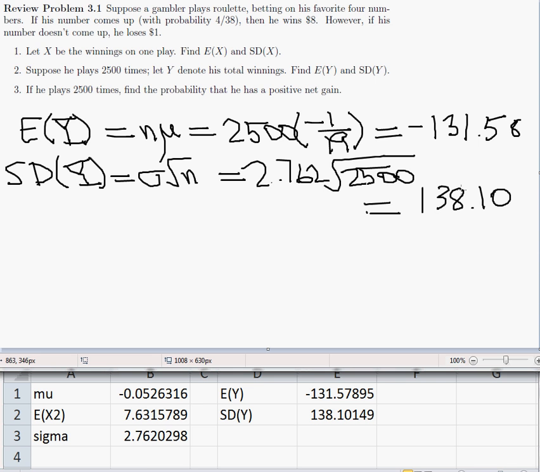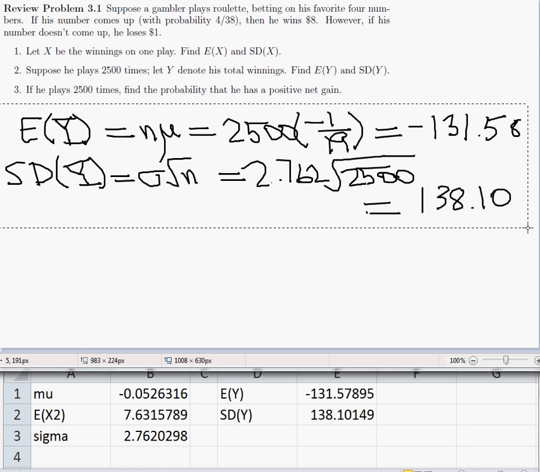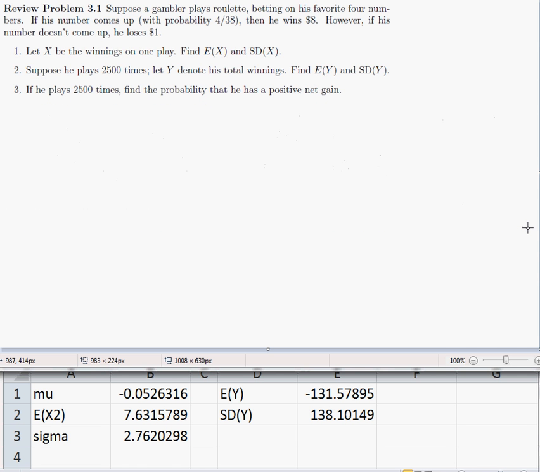Finally, suppose that he plays 2,500 times. Find the probability of coming out ahead, of having a positive net gain, making more than $0. So the probability that y, the sum, is greater than 0.